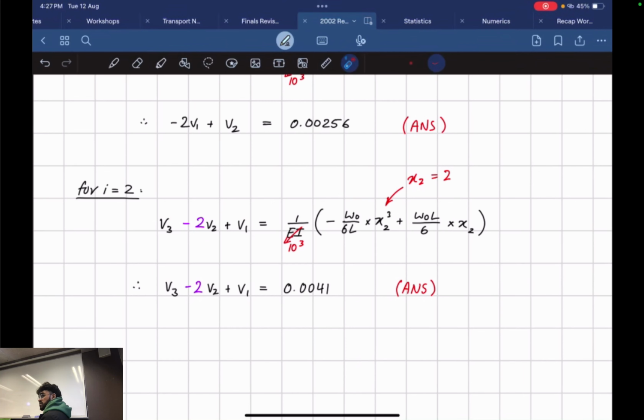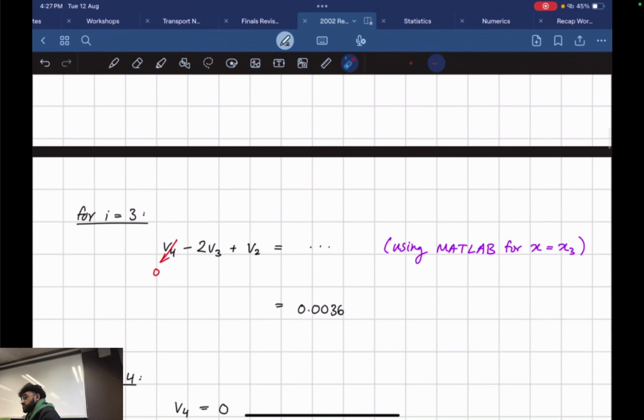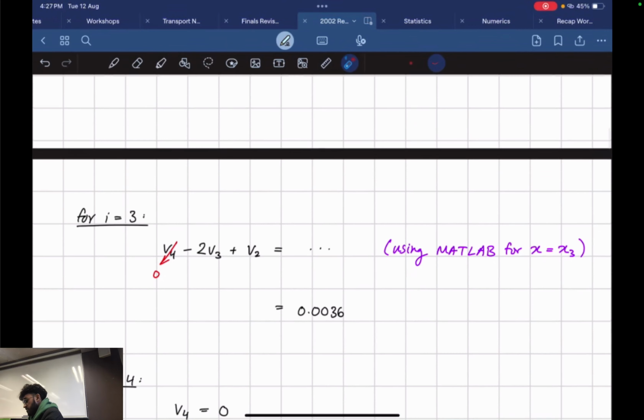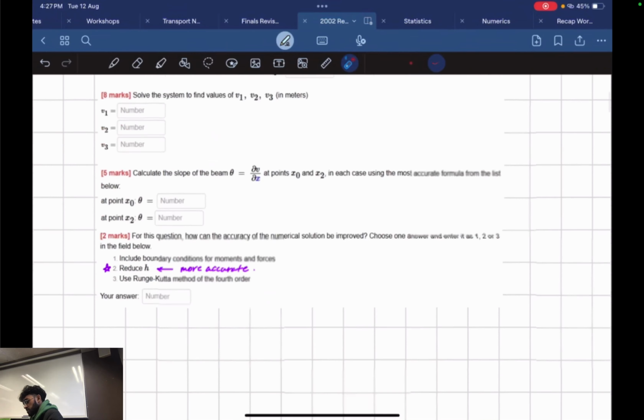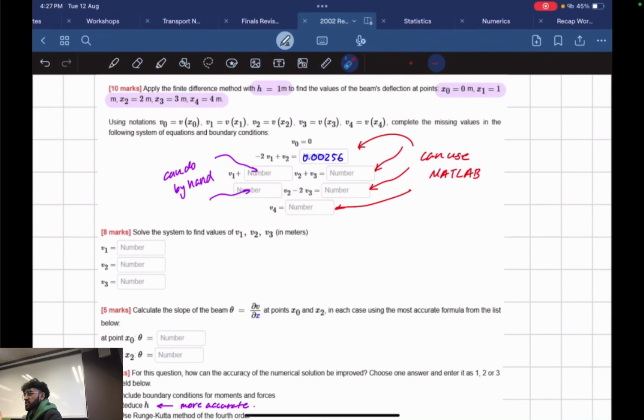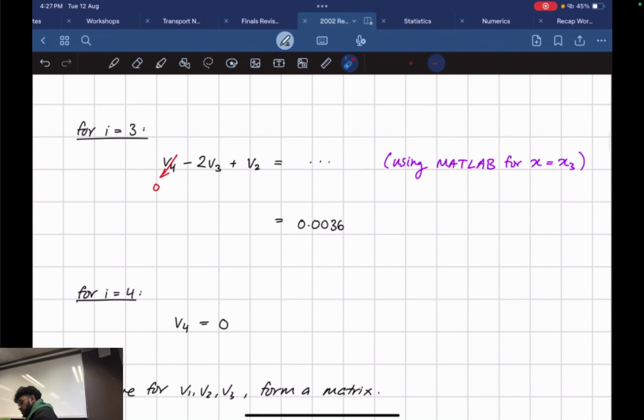I'm gonna move on to i4 now. So for i equals 3, sorry, not 4, you get v4 minus 2v3 plus v2 on the left hand side. But in the question, they've given us that v4 is equal to 0. Oh, actually no, they have not given it to us. Sorry, so you leave it as v4, right? And you do the same thing on MATLAB or in your calculator, and you end up getting your right hand side value being 0.0036. So that's at x3 is equal to 3 meters.